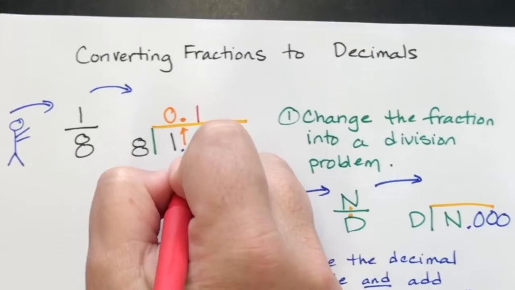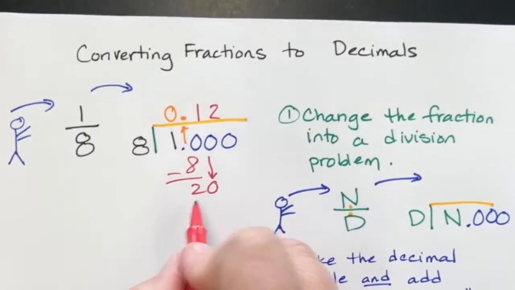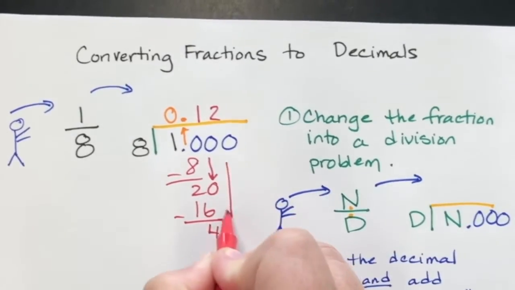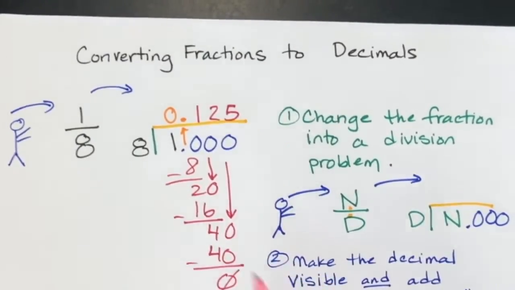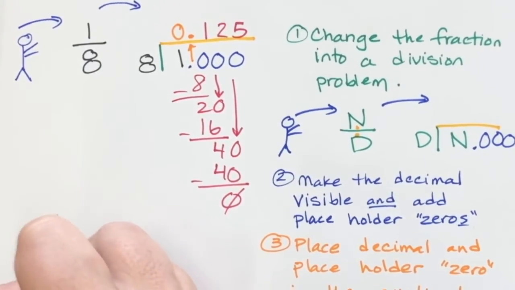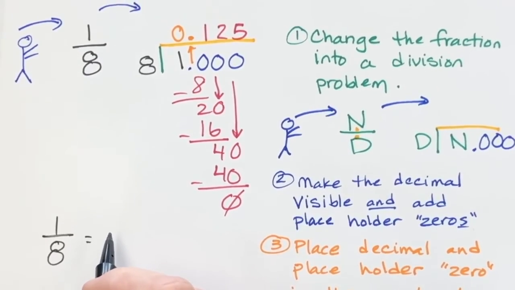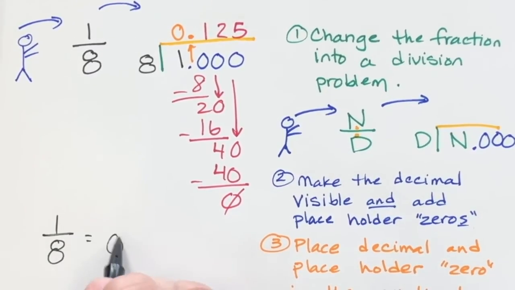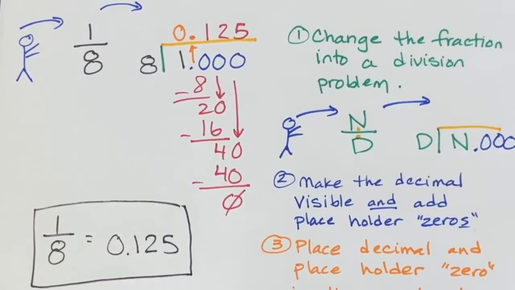So, 8 goes into 10 one time. Subtract, you get 2, bring down the zero. 8 goes into 20 two times, 16, subtract, bring down the 0. 8 goes into 40 5 times evenly. Subtract 40, you get 0 as your remainder. That means you are done. And that means that 1/8 is equal to 0.125. And that is that.